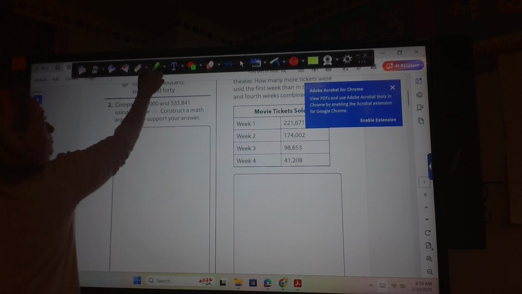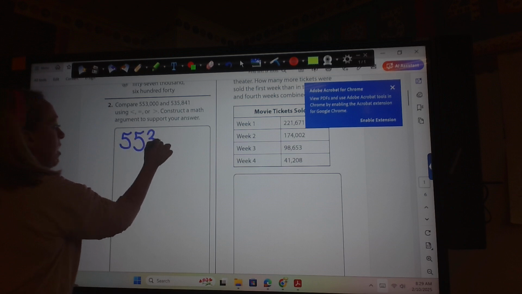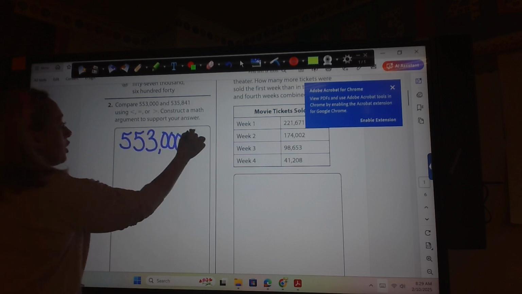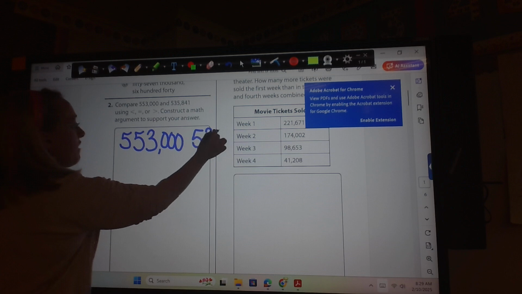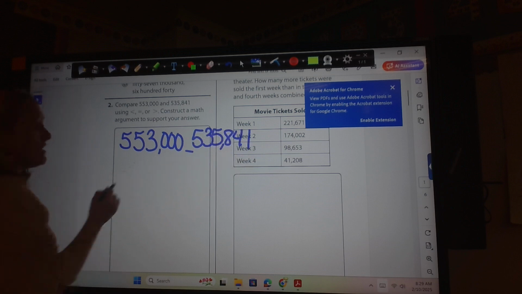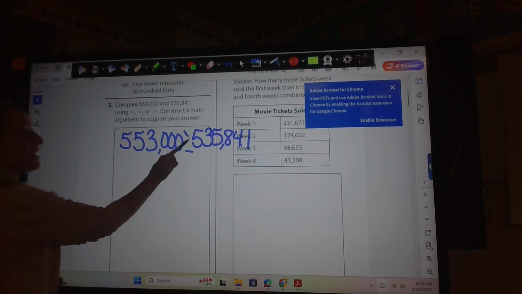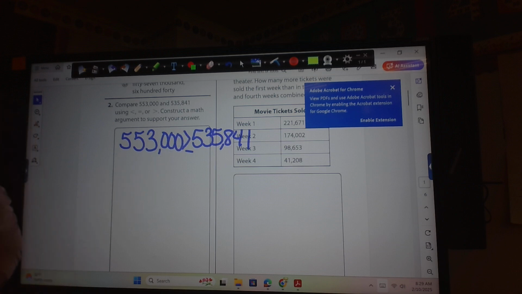All right. So, yes, you have to do this first part. You're going to write 553,000, and you're going to write 535,841. First of all, what is going to go in between those? Okay, which crocodile mouth though? Which one is it going to eat? 553,000. That's the one that it's going to eat, okay?